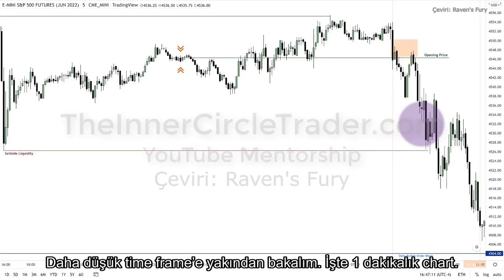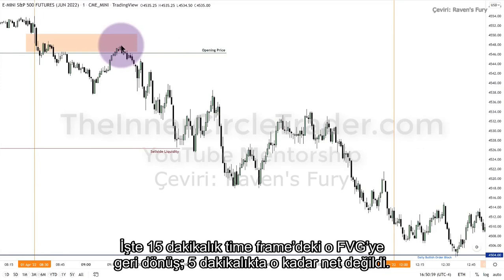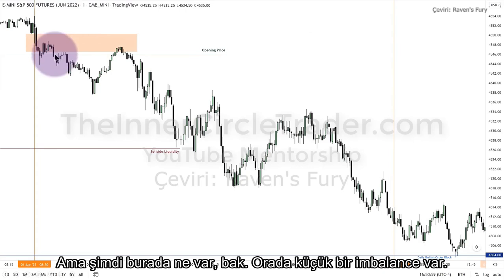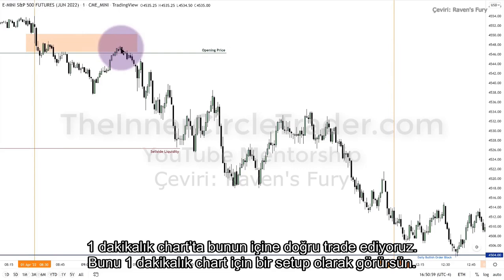Well, let's take a closer look on the lower time frame. Here's the 1-minute chart. Here's that return back up into the fair value gap on the 15-minute time frame, and it wasn't so clear with the 5-minute. But now look what we have here. Small little imbalance there, that fair value gap, right above a short-term high. We trade up into that there on a 1-minute chart. You would see that as a setup for the 1-minute chart.